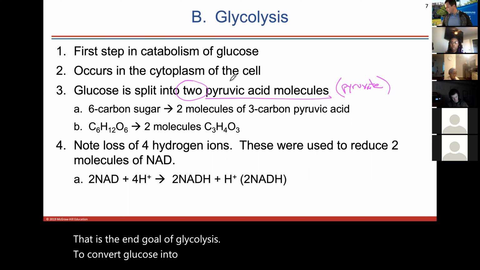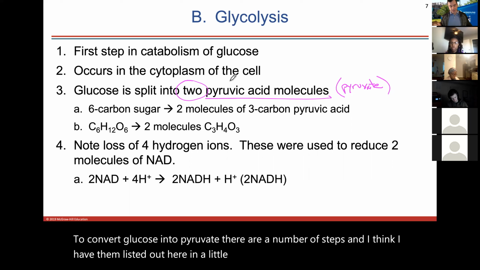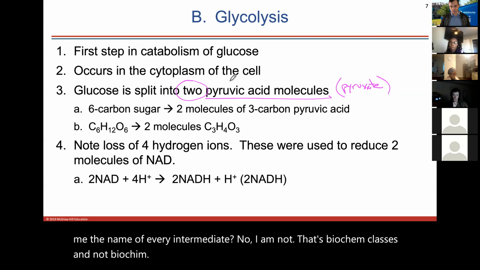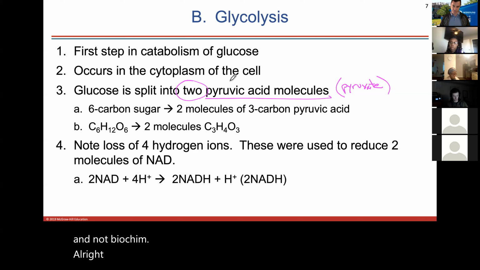There are a number of steps, and I think I have them listed out here in a little bit. Okay. Am I going to ask you to give me the name of every intermediate? No, I am not. That's biochem class. This is not biochem. All right. But where does it occur? What enters? What do you get out of it? Those are great questions to ask on an exam.